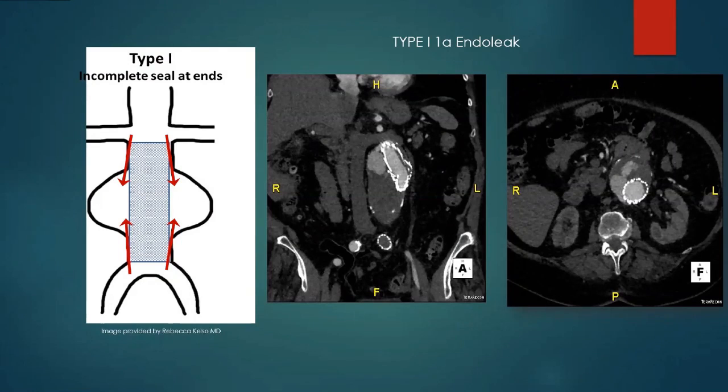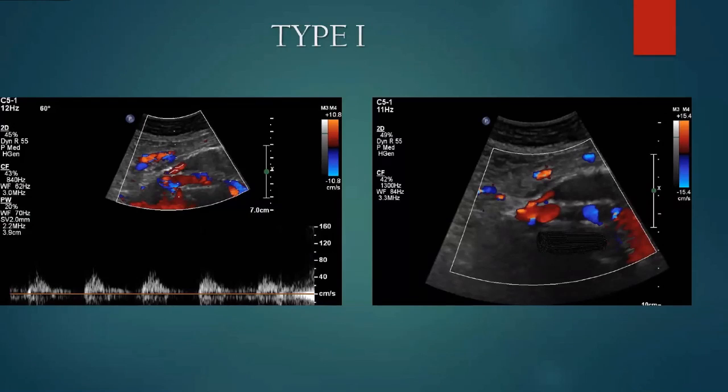So we have an animated diagram along with a CT with contrast, and this is the AP view, and you can see the flow outside of the stent graft, and our cross-sectional image showing perigraft flow around the stent. On ultrasound, we don't see these very often, quite honestly. The type 1s, we see type 2s a lot.